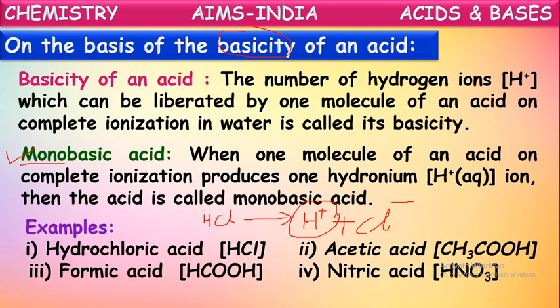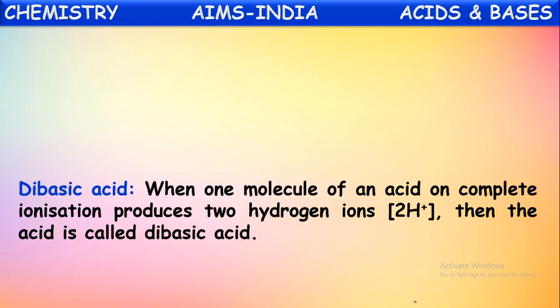So it is said that the basicity of hydrochloric acid is 1. Such kinds of acids are called monobasic acids. Even nitric acid produces one H plus ion and one nitrate ion, NO3 minus ion. In this way, these acids produce one H plus ion from each molecule of it. Such kinds of acids are called monobasic acids.